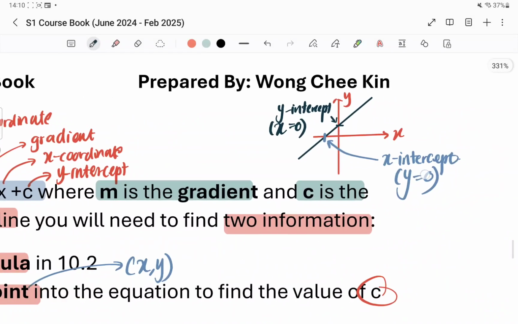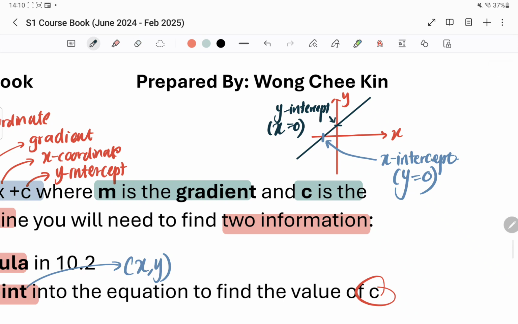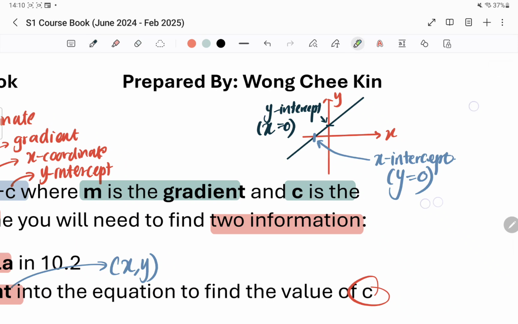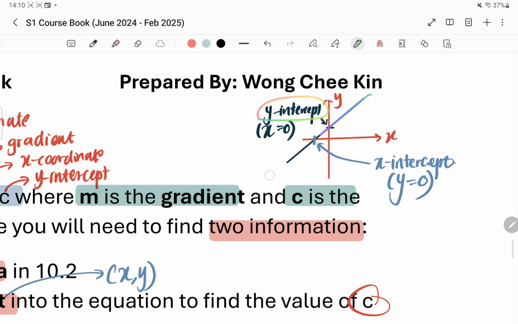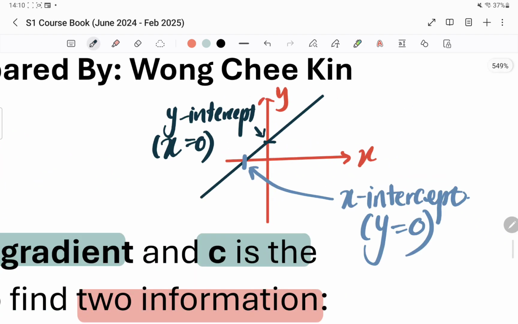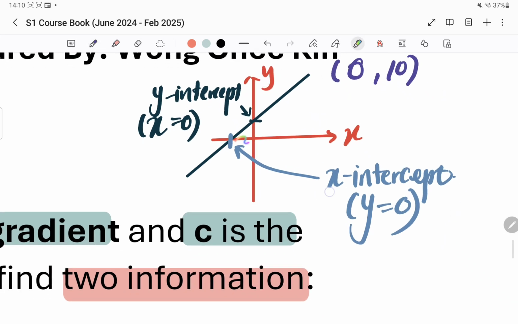For y-intercept and x-intercept, I want you to always remember, because people always forget. Y-intercept is where your line touches the y-axis. So in this case, your x is always 0. When I say give me the coordinate of a y-intercept, the y-coordinate can be any number, let's say for example 10, but your x must always be 0. If the question asks what the x-intercept is, x-intercept is where the line intersects the x-axis.